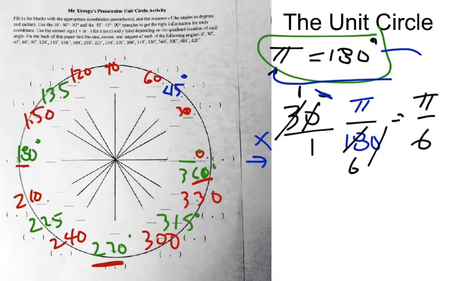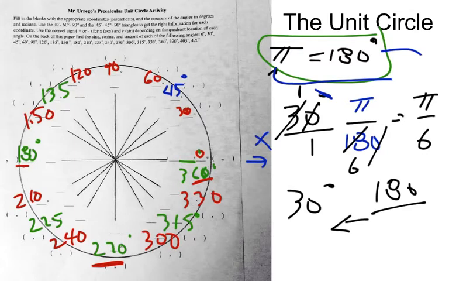The process, or the thinking basically, is the following. If you have 30 degrees, by what number do you need to divide 180 to get 30? You need to divide it by 6, so your answer is pi over 6. That's the thinking, that's how I do it fast.